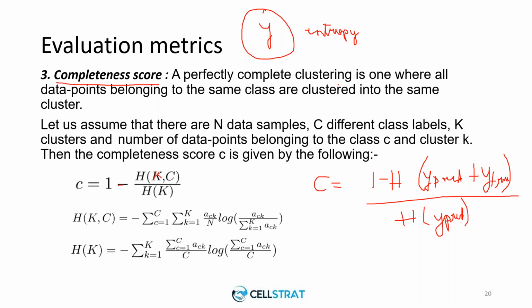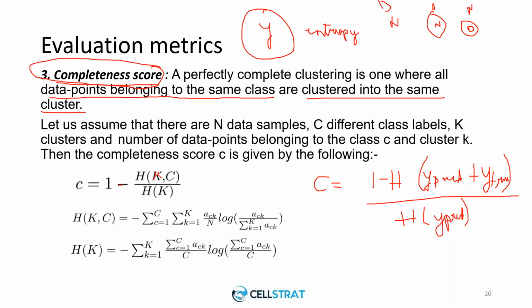So the completeness score is telling us whether all data points belonging to the same class are clustered into the same cluster. If I have labels of say diabetic and non-diabetic, and I build two clusters of diabetic and non-diabetic, I need to make sure that there is no diabetic patient going into the non-diabetic cluster and no non-diabetic patient coming into the diabetic cluster. That is what completeness score means in a very simplified manner.